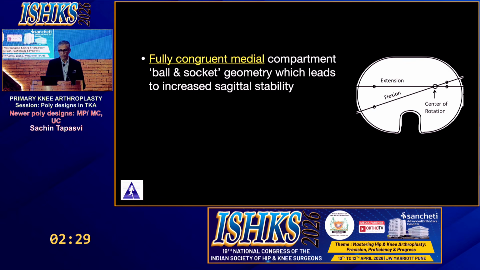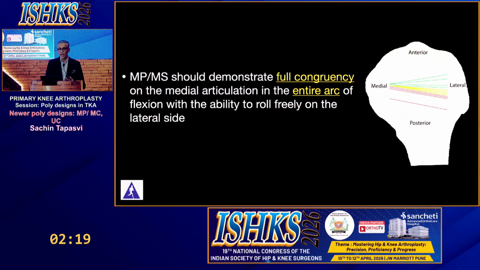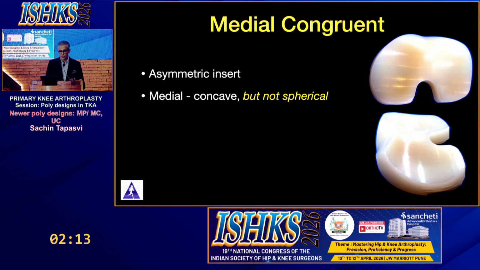a ball and socket geometry, which is going to give you increased sagittal stability, and you have a less congruent lateral compartment, which is going to allow the lateral femoral condyle to roll and slide with flexion. And your MP or your MS implant should demonstrate full congruency on the medial side in the entire arc of flexion. On the other hand, a medial congruent is again an asymmetric insert.